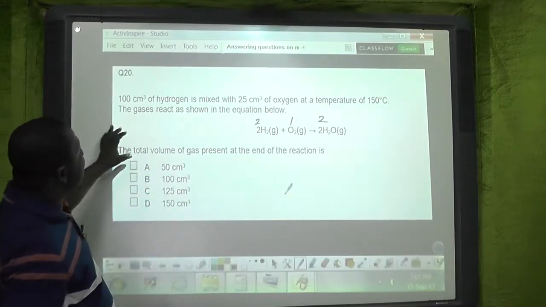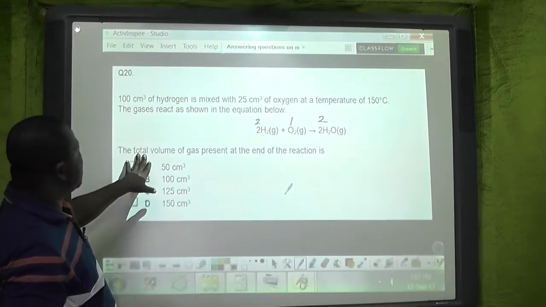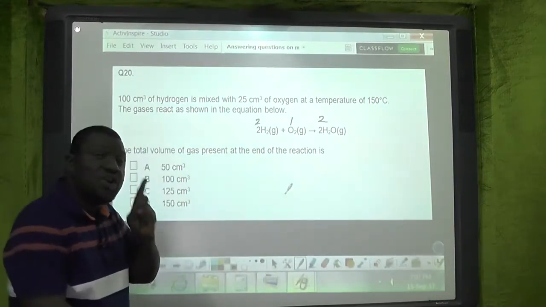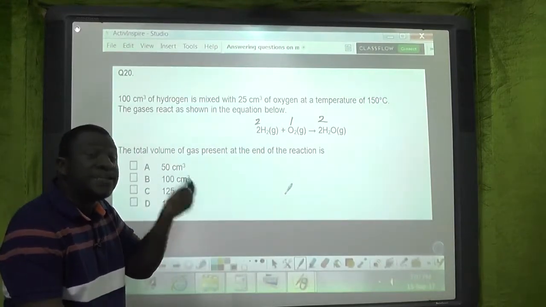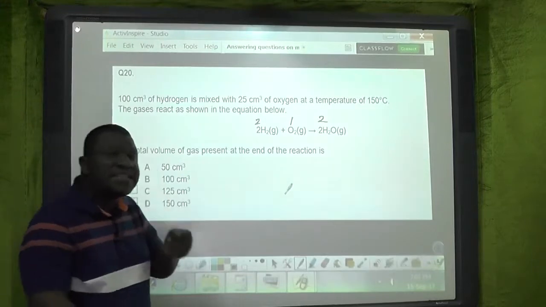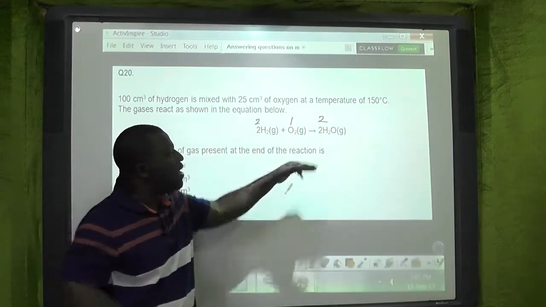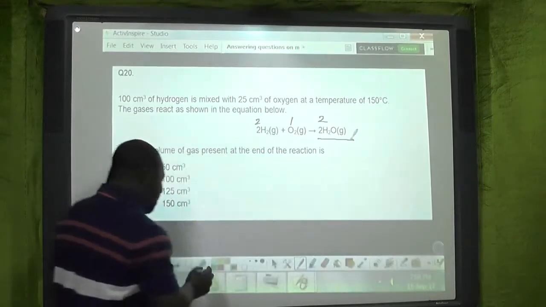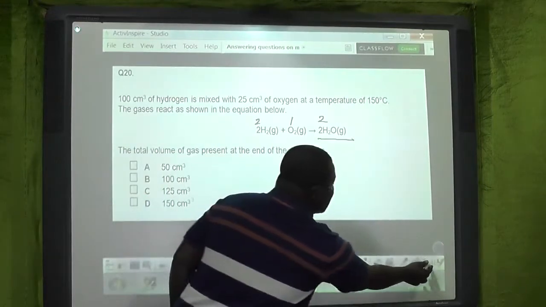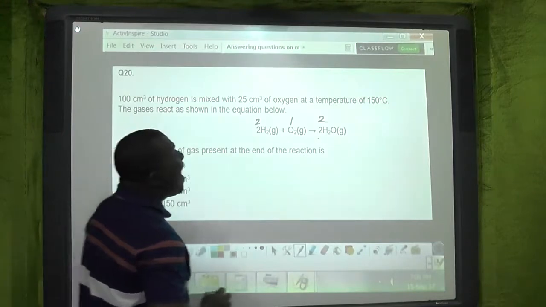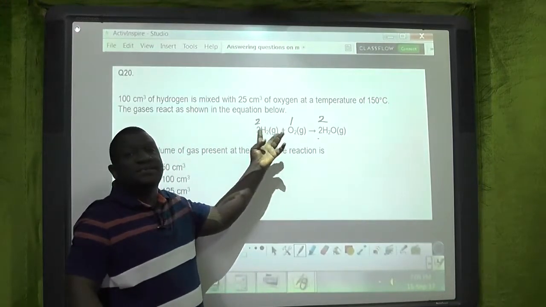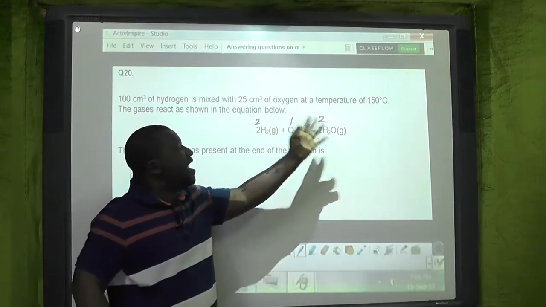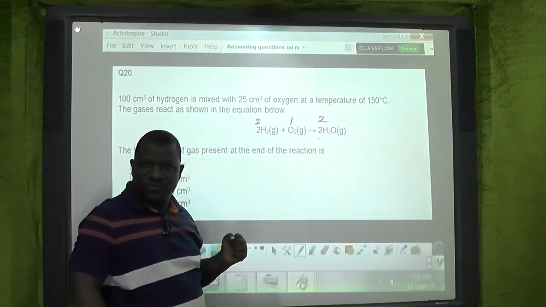Now, what is the question now? The total volume of gas present at the end of the reaction. Not the total volume of gas produced, the total present. When they say the total produced, you are only concerned with the one on this side of the equation. But when they say the total present, what you should consider is, is there any excess from this side? You write that excess down first. Then you now add it to the amount produced.